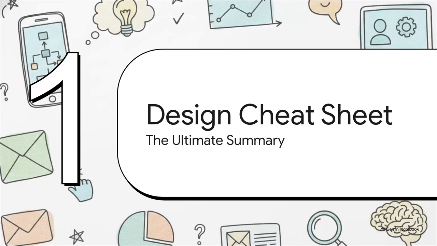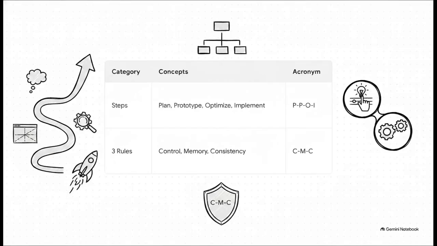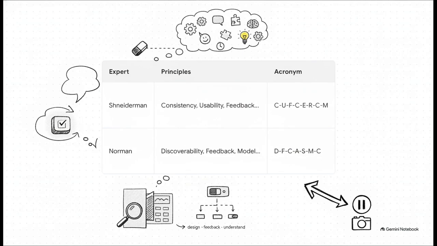Okay, let's tie all of this together in Section 6, the ultimate design cheat sheet. We've covered a lot of psychology and engineering today, but to lock this in, you really just need to remember two simple acronyms. First up, PPOI for your chronological design steps: planning, prototyping, optimization, and implementation. Next is CMC, which covers your overarching 3 golden rules: place users in control, reduce their memory load, and maintain strict consistency. And for the real design nerds out there, here are the deep dive checklists from our 2 experts, mapped out into full acronyms.